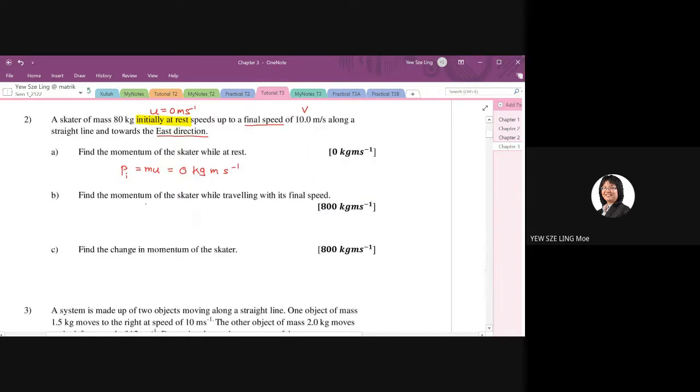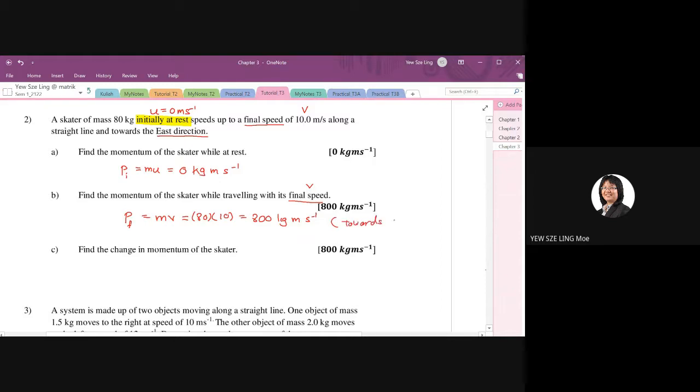Now question B. Find the momentum of the skater while it is traveling at its final speed. Final speed means it's asking for v now. So you want P final. So P final is equals to mv. Of course, you're going to use final speed, which is then equals to 80 kg times 10 meters per second. It is equals to 800 kg m s negative 1. So what is the direction? Now momentum is a vector, so don't forget about the direction. So to the east, towards east direction.